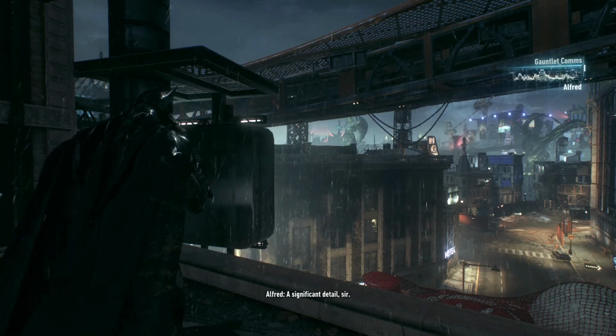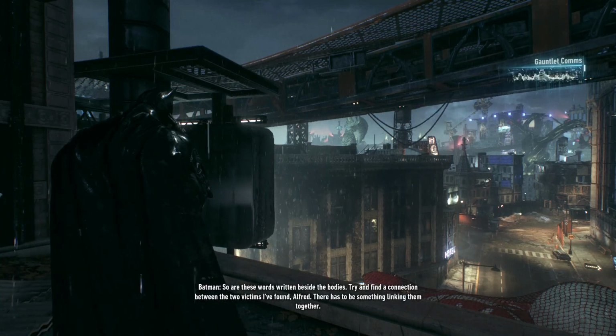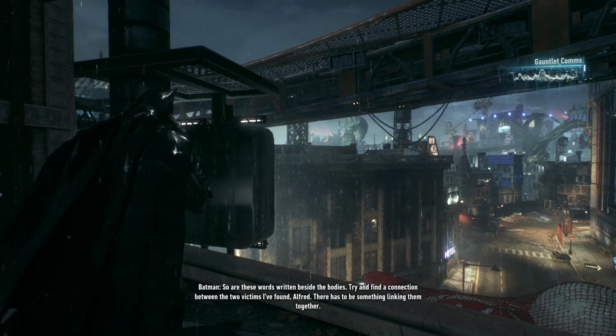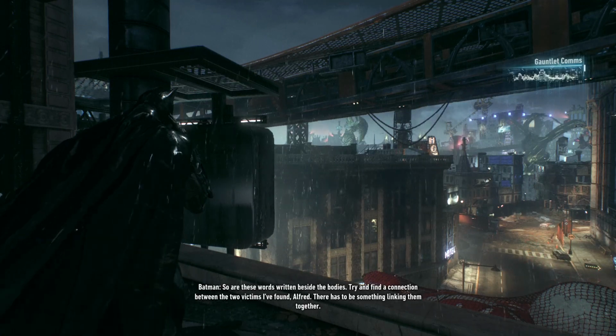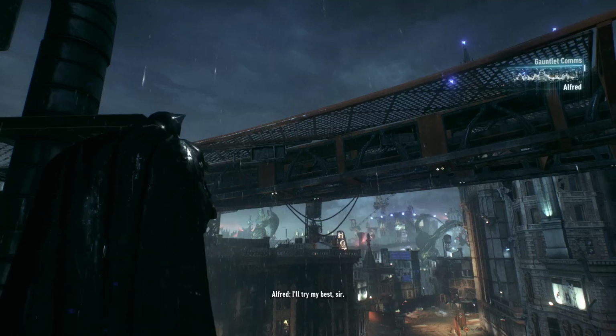A significant detail, sir. So are these words written beside the bodies. Try and find a connection between the two victims I've found, Alfred. There has to be something linking them together. I'll try my best, sir.